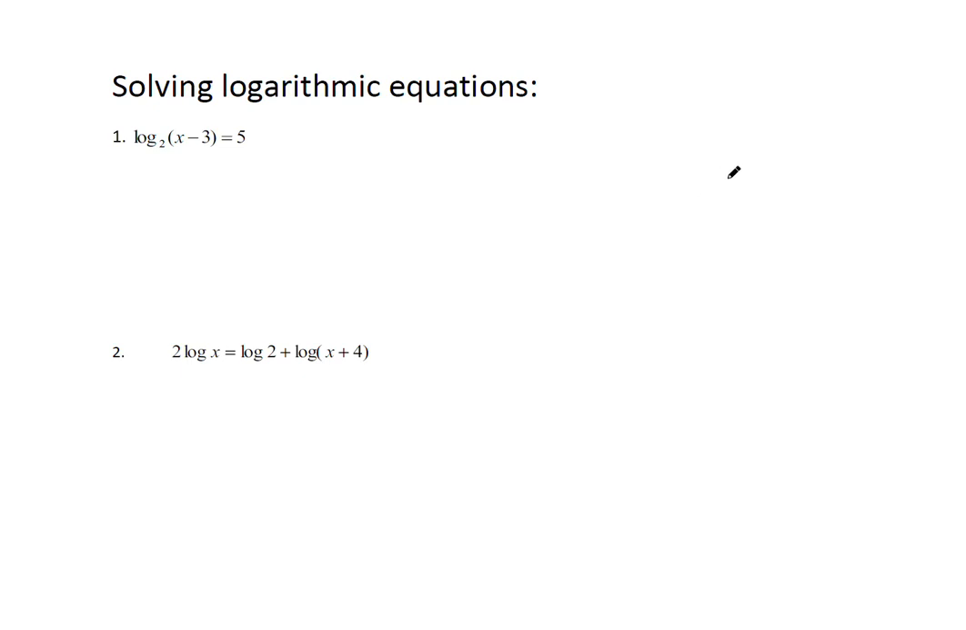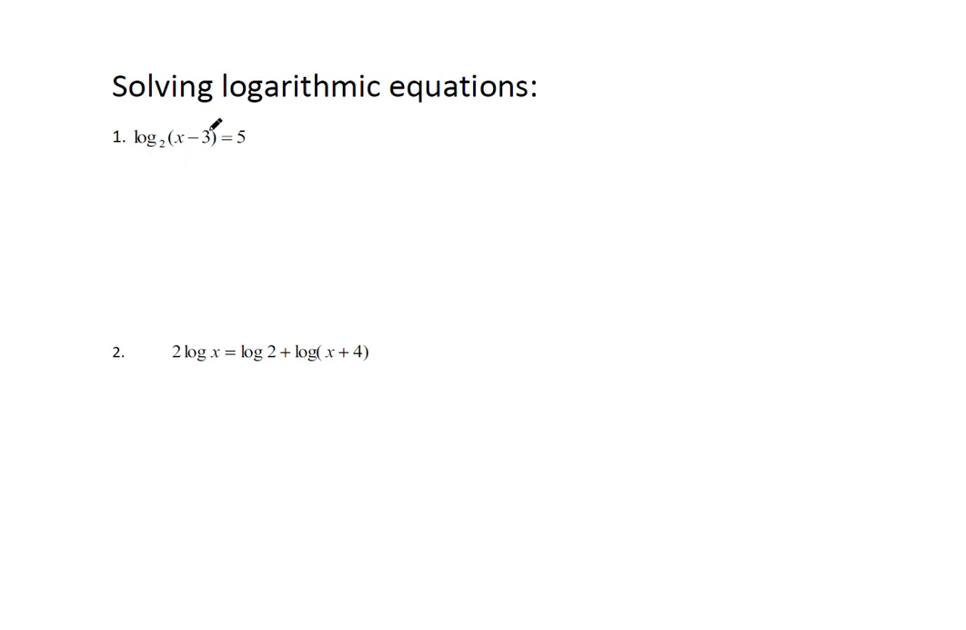In this video I will be looking at how to solve logarithmic equations. The first one we have here is that the log of x minus 3 base 2 is equal to 5. The first thing to do to solve a logarithmic equation like this is to express it in exponential form and then solve for x. In general, when we are trying to solve logarithmic equations, we first try to express them in a condensed form and then express them in exponential form and solve.